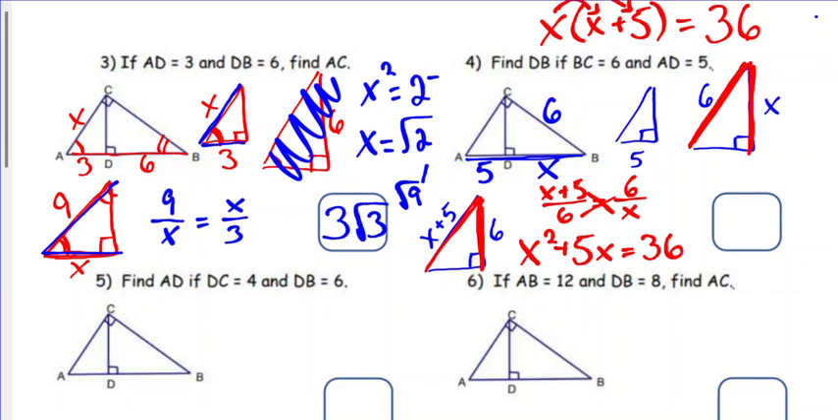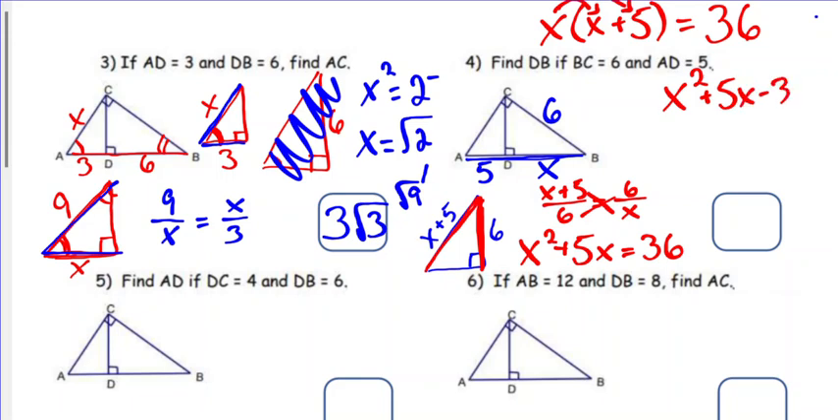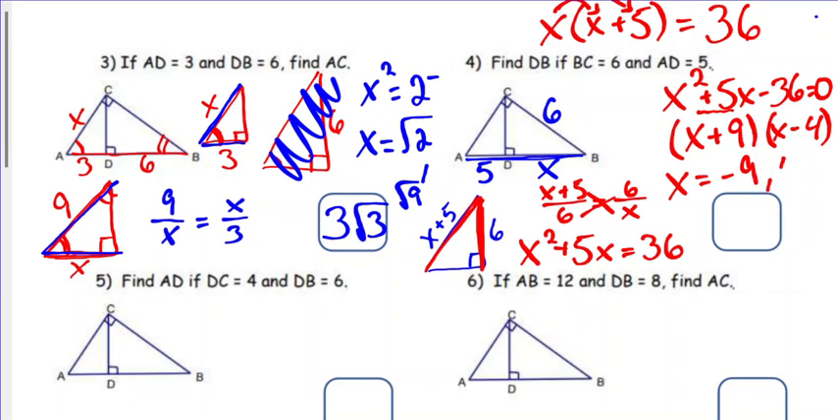So I'm going to subtract the 36 from both sides. I'm running out of room, so I'm going to erase some stuff. I'm going to subtract 36 from both sides and get that x squared plus 5x minus 36 equals 0. And then I'm going to factor. I know that 4 times 9 gives me 36. I know I need to add up to a positive 5, so I'm going to change that to a positive 9. So my two solutions there are negative 9 and a positive 4. I can't have a length that's a negative number, so I'm just using my positive solution of positive 4.